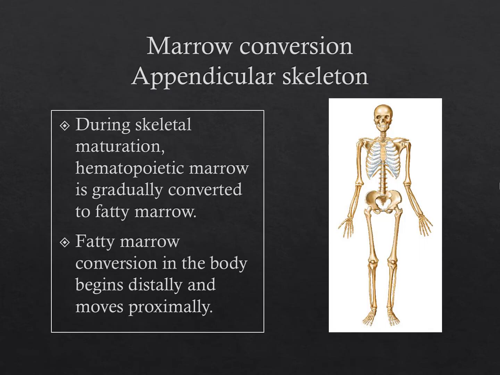During maturation, hematopoietic marrow is gradually converted to fatty marrow. In the appendicular skeleton, this process begins distally and moves proximally, so the phalanges are the first to convert. The proximal hips and femurs are the last to convert.